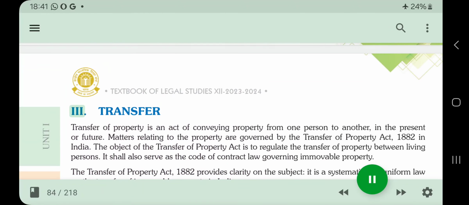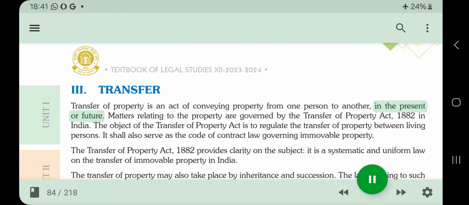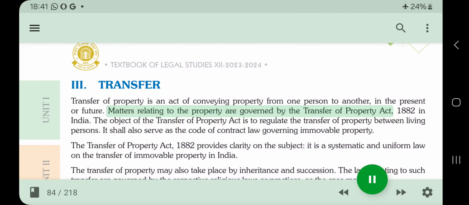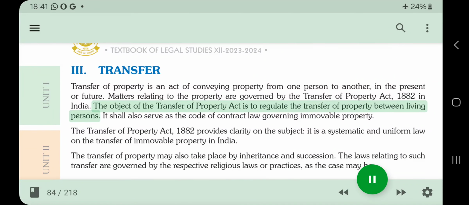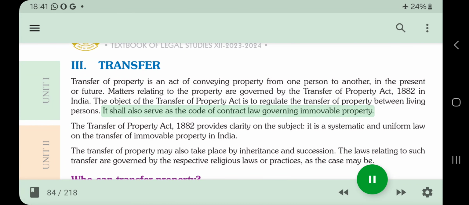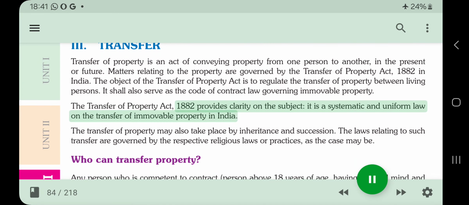3. Transfer. Transfer of property is an act of conveying property from one person to another, in the present or future. Matters relating to the property are governed by the Transfer of Property Act, 1882 in India. The object of the Transfer of Property Act is to regulate the transfer of property between living persons. It shall also serve as the code of contract law governing immovable property. The Transfer of Property Act, 1882 provides clarity on the subject. It is a systematic and uniform law on the transfer of immovable property in India.